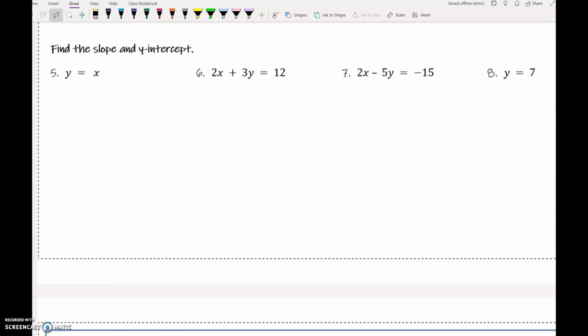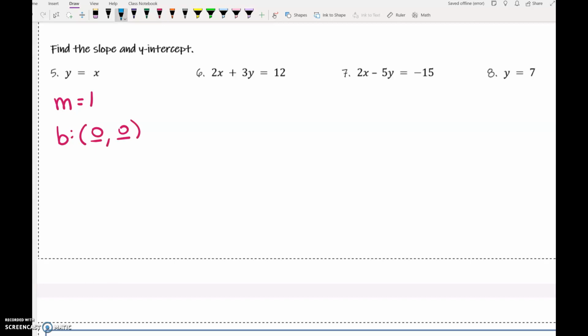First thing we need to do is make sure that it's in slope-intercept form. So y by itself. So number 5, y is by itself. What is our slope? What number is in front of the x? 1. And what are the coordinates of our y-intercept? 0, 0.